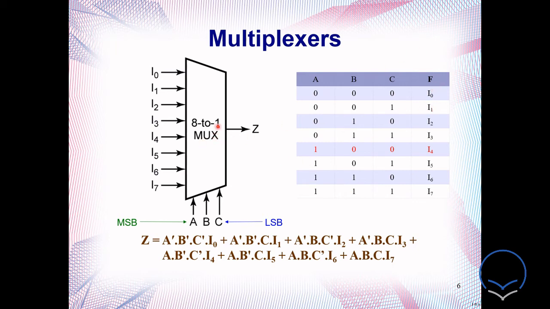You can write F or you can write Z as well. So Z becomes, similarly, A prime dot B prime dot C prime into I0 plus A prime dot B prime dot C into I1, and so on up to I7. It's the same thing.